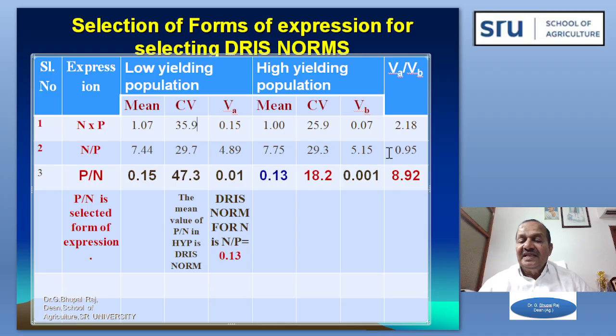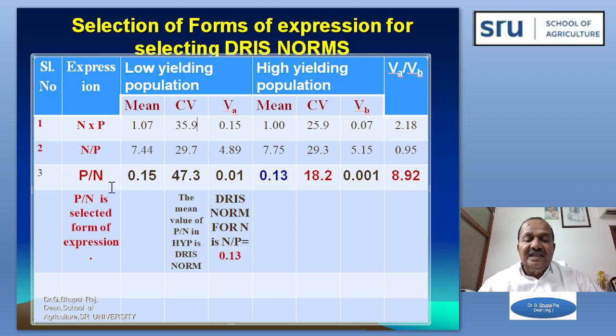So which is the highest variance ratio? 8.92 is the highest variance ratio. That means the nutrient ratio containing the highest variance ratio is selected as the form of expression. So among these three combinations, phosphorus by nitrogen is the selected form of expression.